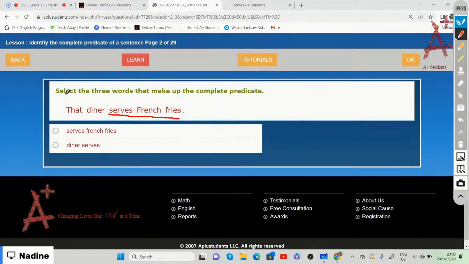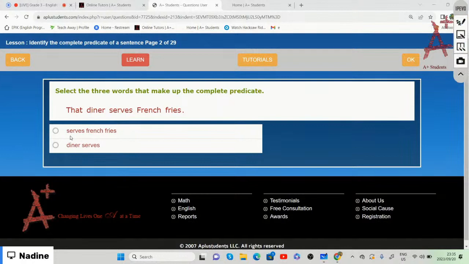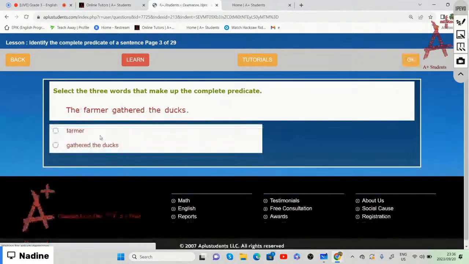We need to select three words that make up a complete predicate. Is it serves French fries? Or diner serves? In this case, we already chose the first one, which is serves French fries, because the diner is our subject. So the diner is serving French fries. So all those that chose one, well done.